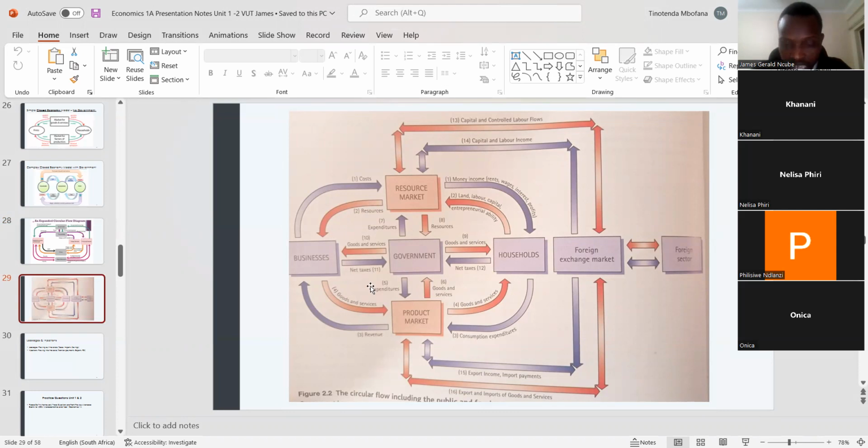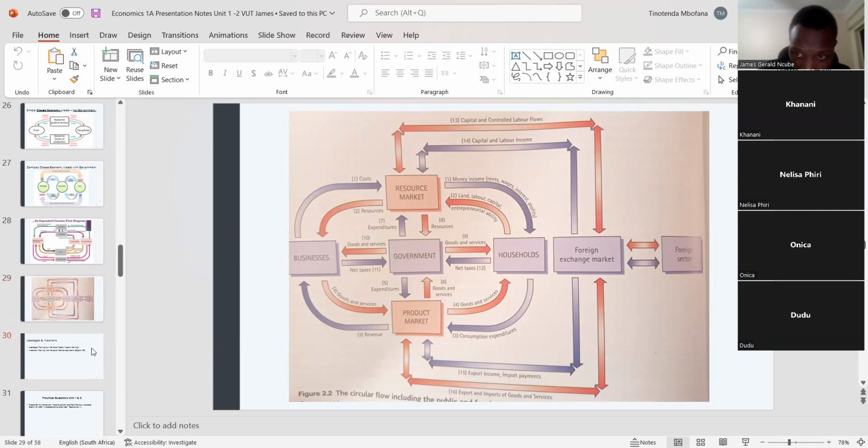After you've included everything again. So this one, you can see it has got the foreign sector there, where the foreign exchange market interacts between the resource market and the product market. Because remember, countries have different currencies. So for you to interact with a foreigner, you need to be able to exchange your different currencies, right? So that is where the foreign exchange market comes into play.